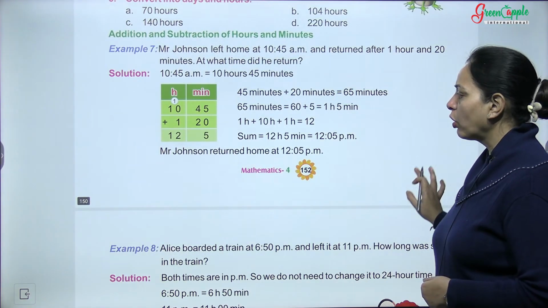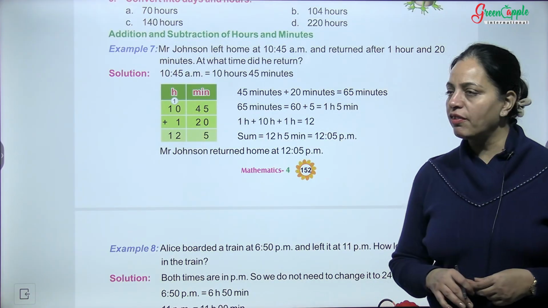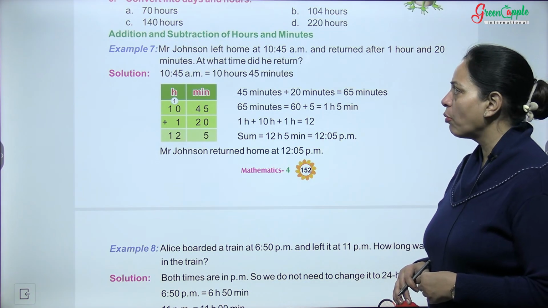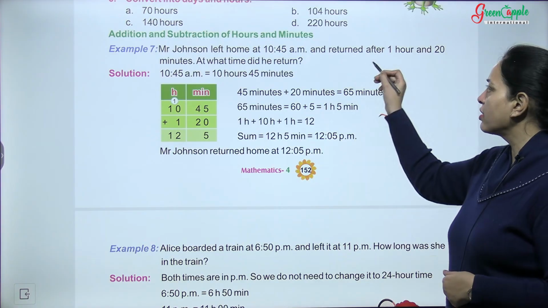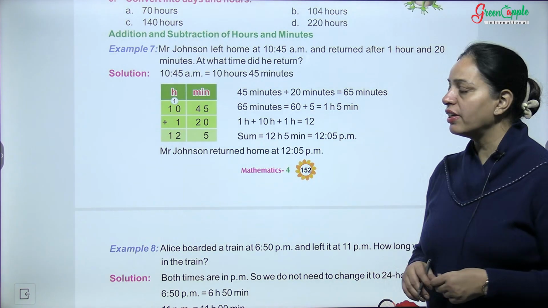Now next we are talking about addition and subtraction of hours and minutes. Example 7. Mr. Johnson left home at 10:45 a.m. and returned after 1 hour and 20 minutes. So at what time did he return?